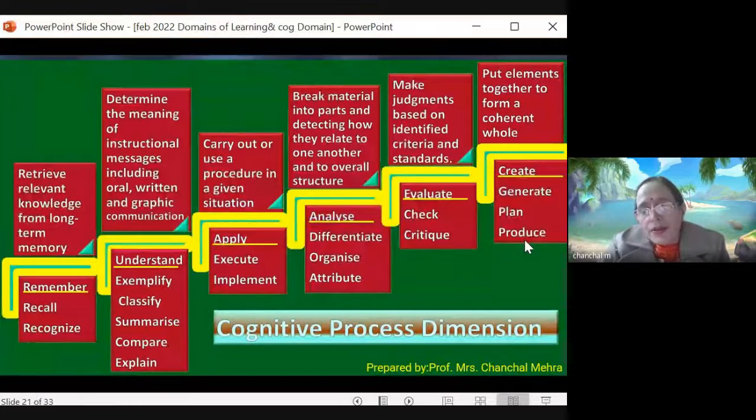And the outcome-based curriculum, which is with CSVTU, has been developed with this revised Bloom's taxonomy of the cognitive domain, where one of the dimensions is the cognitive process dimension. Now, is this dimension clear to all of you?